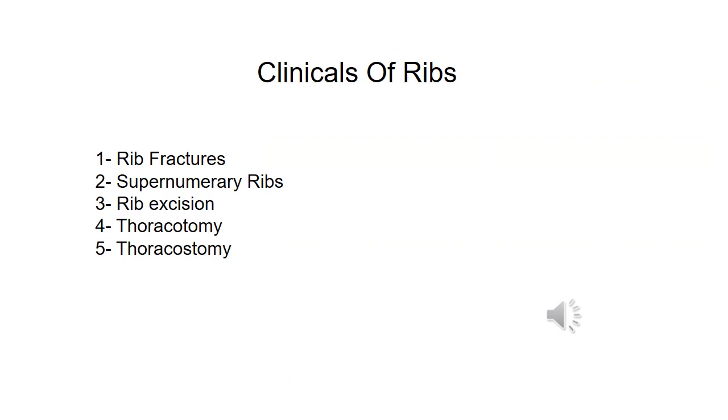Now the clinicals of the ribs include rib fractures, supernumerary ribs, which are also known as extra ribs or cervical ribs. The third one is rib excision, thoracotomy, and the last one is thoracostomy. Let's talk about these clinicals individually.